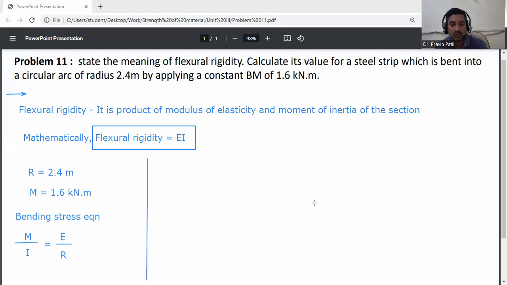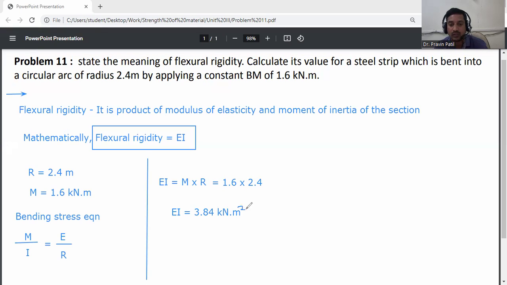Now, EI is equal to M into R. So M is given 1.6 kilonewton meter, and R is 2.4. So we get EI is equal to 1.6 into 2.4. It will be 3.84 kilonewton meter square. So this one is flexural rigidity.